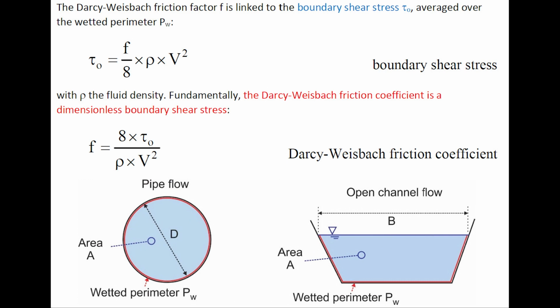The Darcy-Weisbach friction factor F is linked to the boundary shear stress, tau naught, averaged over the weighted perimeter, PW, with the boundary shear stress being equal to F over 8 times rho V squared, with rho the fluid density. Fundamentally, the Darcy-Weisbach friction factor F is a dimensionless boundary shear stress.